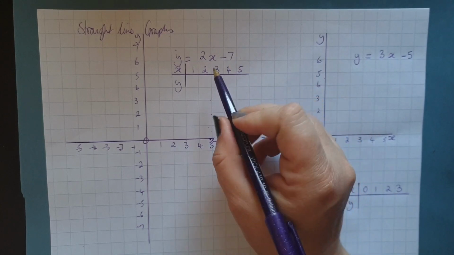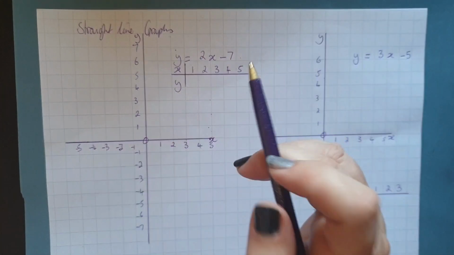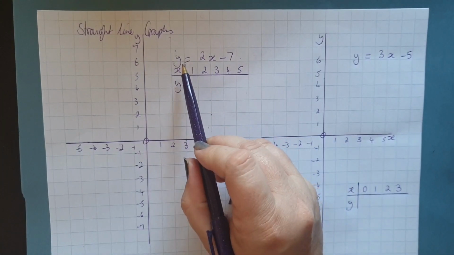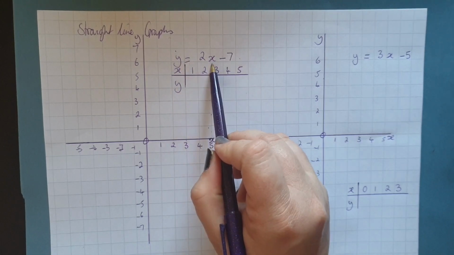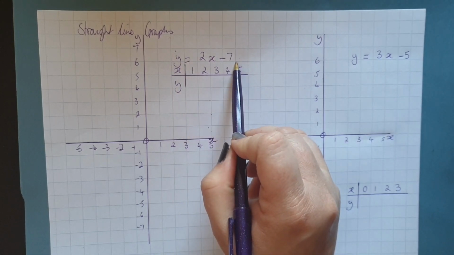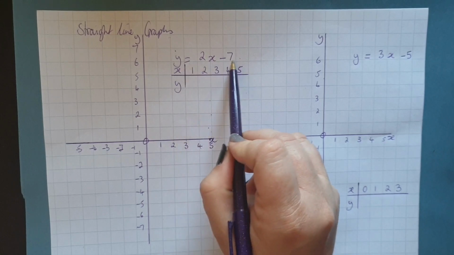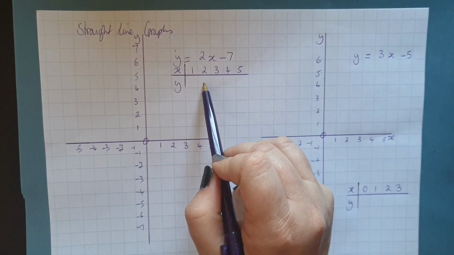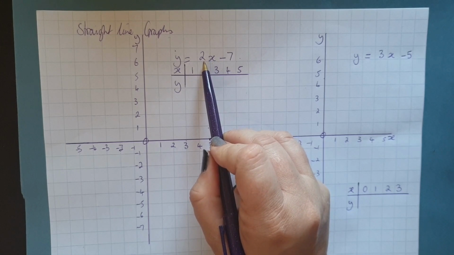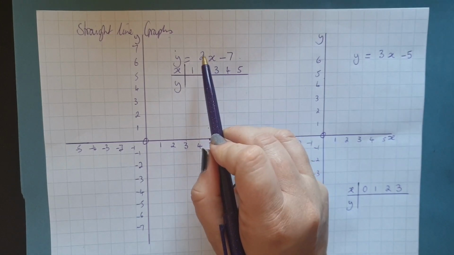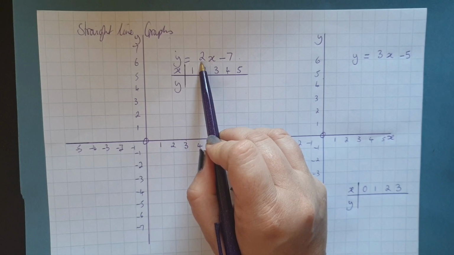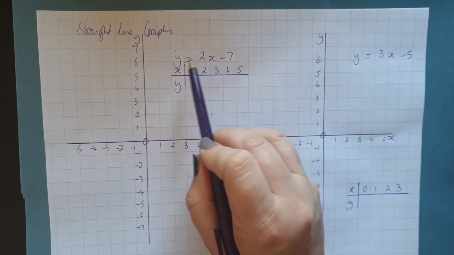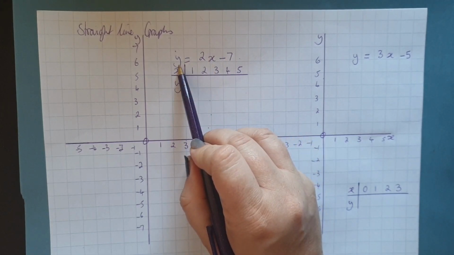Right, so on to the equation. Now, we are told that we are plotting the line y equals 2x minus 7. Okay? Now, you have been told what you're doing. Let's have a closer look at it. We're told that we've got x. We then multiply it by 2. We then subtract 7 and that will give us y.